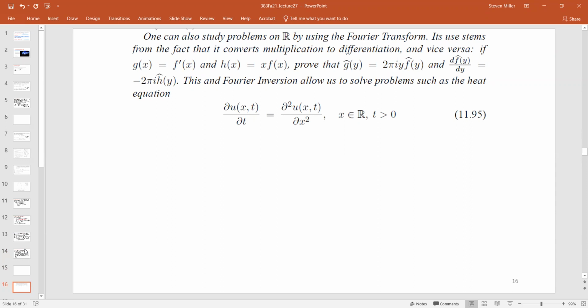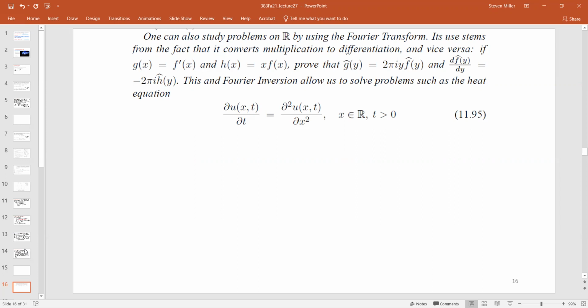If g of x is f prime of x, and h of x is x times f of x, then the Fourier transform of g is 2 pi i y times the Fourier transform of f of y. And the derivative of the Fourier transform of f is negative 2 pi i times the Fourier transform of h of y. So let's think about what's going on. It's converting multiplication to differentiation. If I look, g is the derivative of f, but the Fourier transform of g is multiplying f by y.